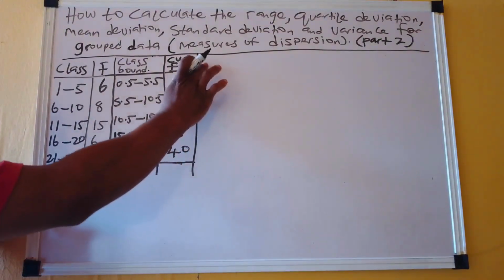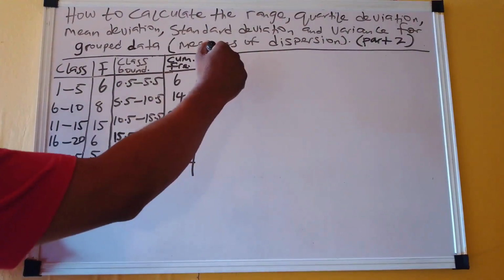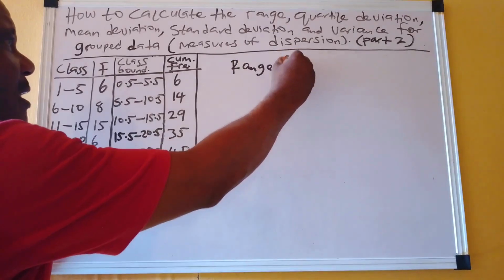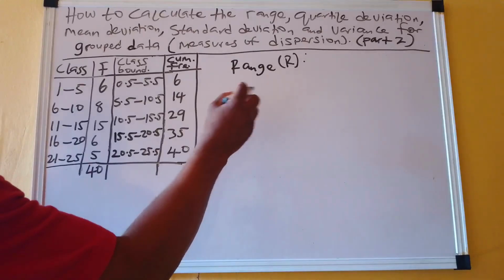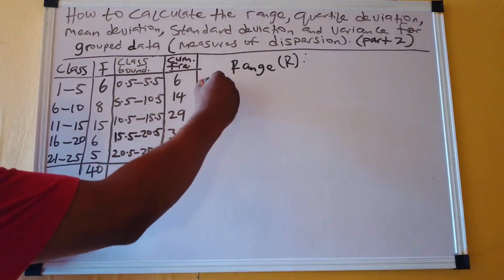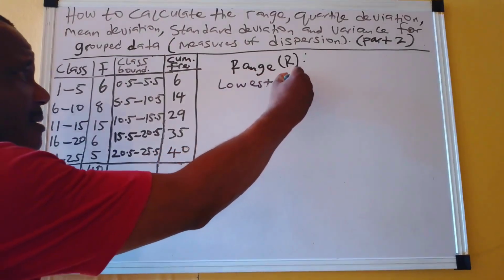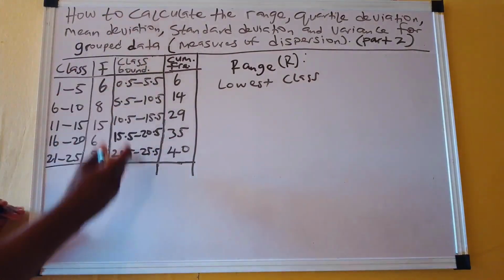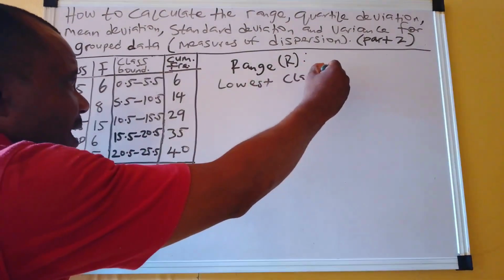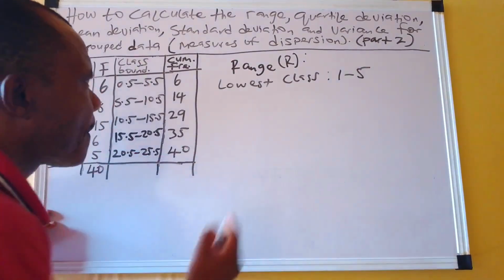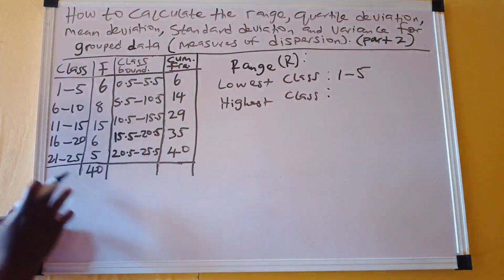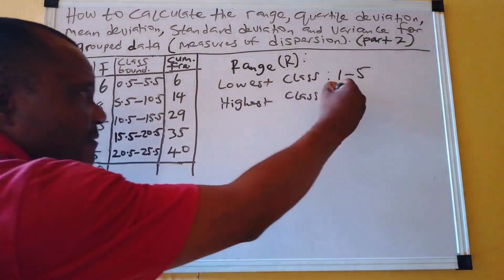Today we are taking these measures one after the other for grouped data. Number one we shall be looking at is the range. The range is denoted as capital letter R. For grouped data, you need to look at the lowest class and take note of it. Here, we are not taking it from the class boundaries. We are taking it from the raw class interval. So the lowest class is 1 to 5. Then we take note of the highest class. The highest class is 21 to 25.